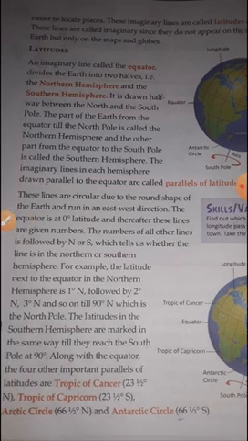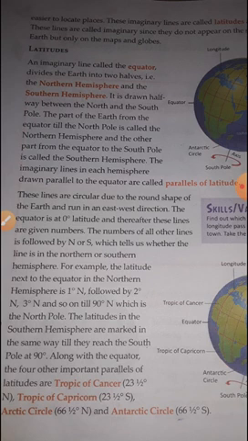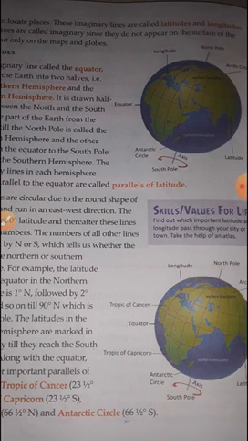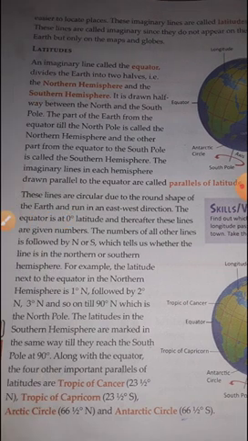You see, an imaginary line called the equator divides the earth into two equal halves, that is, the northern hemisphere and the southern hemisphere. It is drawn halfway between the north and the south pole. The part of the earth from the equator till the north pole is called the northern hemisphere, and the other part from the equator to the south pole is called the southern hemisphere. The imaginary lines in each hemisphere drawn parallel to the equator are called parallels of latitude.